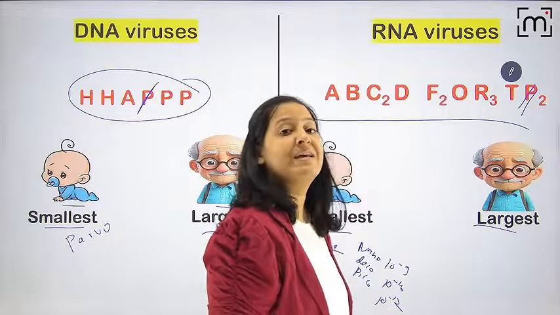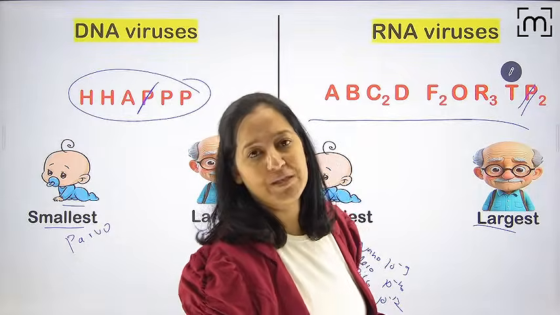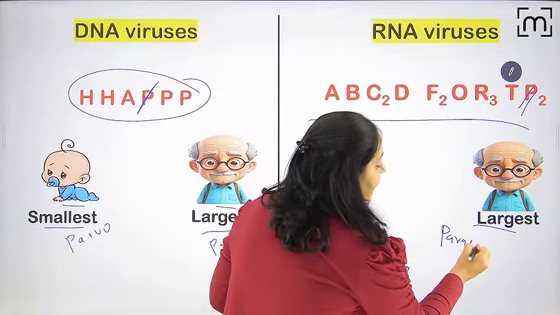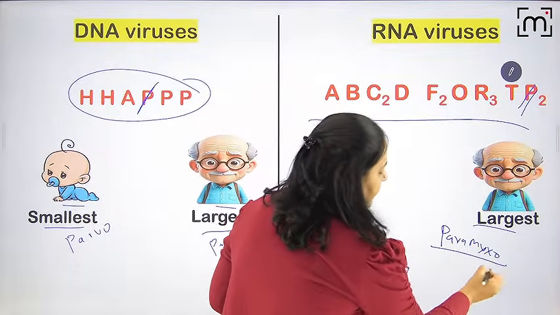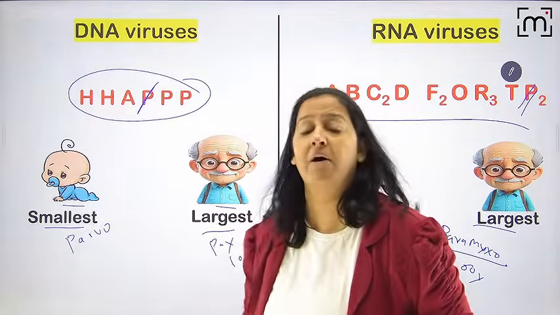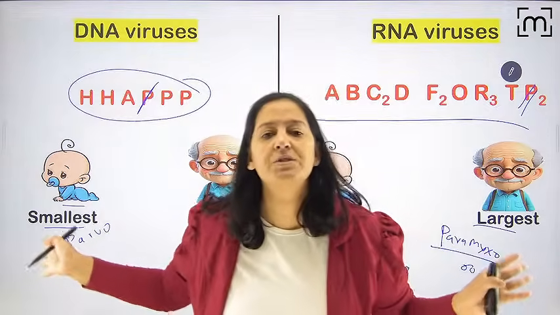And the largest here is the elder brother of Myxo: Paramyxo. Myxo's elder brother, Paramyxo. A senior citizen, but 60 or 70 years old. It is not as senior as the 100-year-old. So we have 2 newborns and 2 grandfathers.